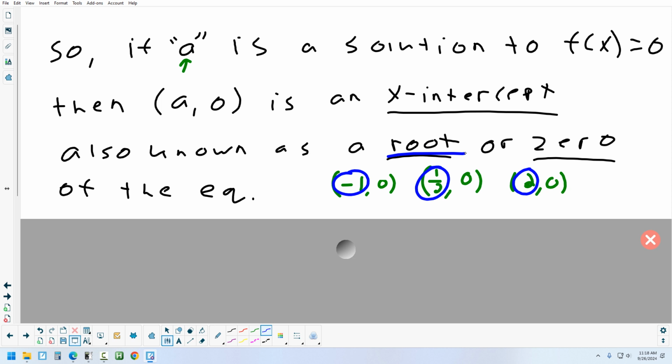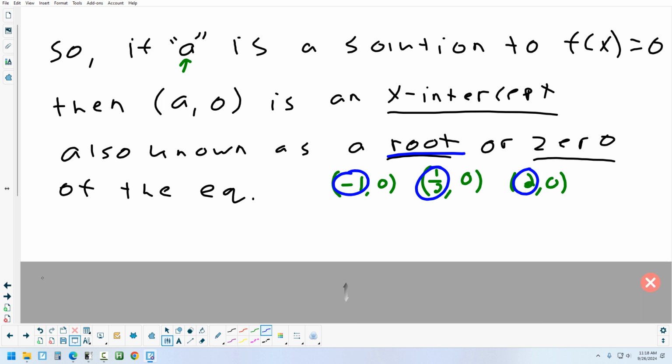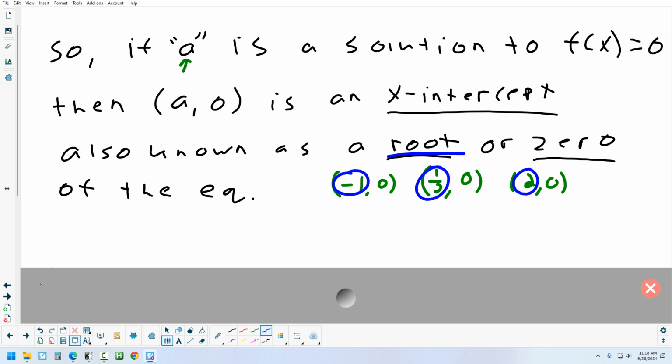Roots and zeros are just numbers. X-intercepts are full coordinates. Okay, so any question on the difference between an x-intercept and a root or a zero? And I'm going to show you how you can find zeros on the calculator automatically in a little bit.